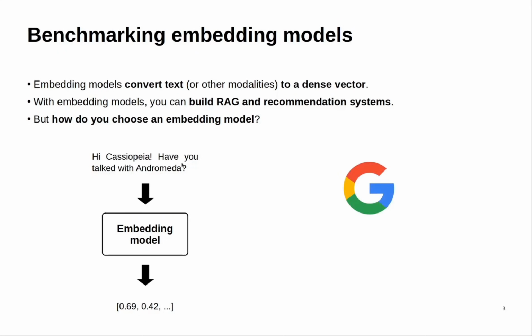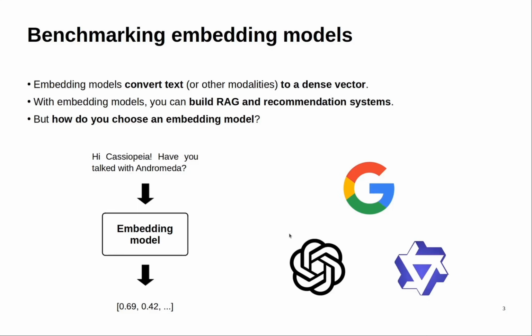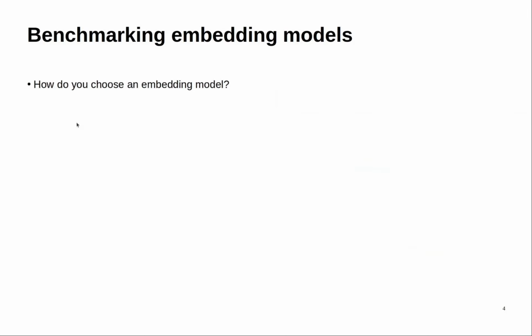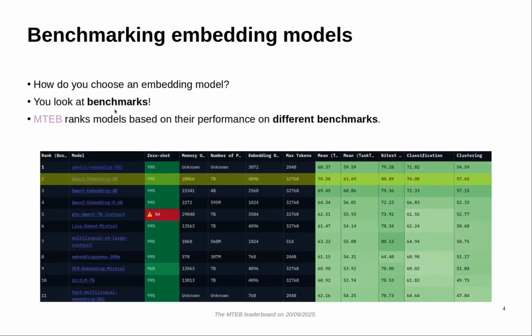Because if you do some research, you'll find that you have models from Google, OpenAI, Qwen, and other model creators. Some models are free and open source, while others are proprietary. The answer to this question is benchmarks. There is a leaderboard called MTEB that ranks every embedding model based on their performance on a lot of benchmarks. Let's check it out. Click on this link to open the leaderboard on Hugging Face.